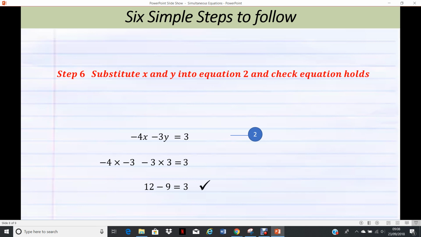So everything is okay. If this doesn't work out to be the case, then we obviously have made a mistake somewhere in one of the earlier steps.